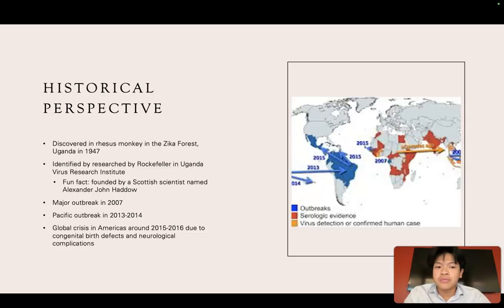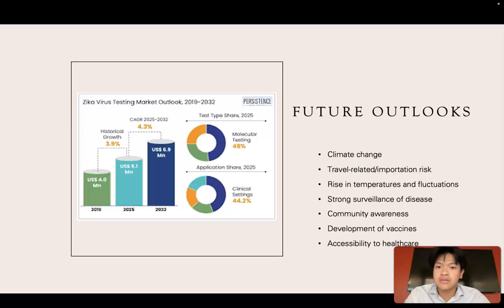So here's some historical perspective as well. Just like what I said before, it was discovered in a rhesus monkey in the Zika forest, identified by the Rockefeller Foundation in Uganda. And a fun fact is that it was found by the Scottish scientist Alexander John Haddow. These are some major outbreaks that happened in 2007, and the Pacific outbreak in 2013 and 14. And then the global crisis, which was one of the highest, was 2015 to 16, which was also due to congenital birth defects and neurological complications.